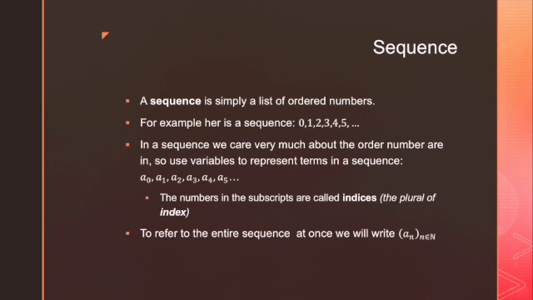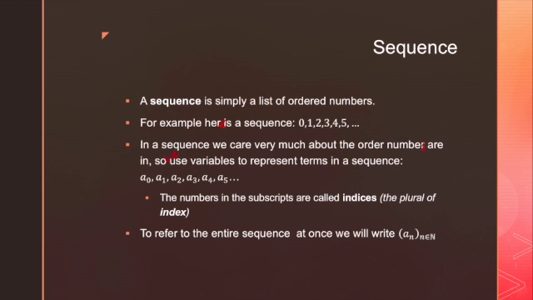For example, here is a sequence: 0, 1, 2, 3, 4, 5. These are just the natural numbers, right? In a sequence, we care very much about the order the numbers are in. So we use variables to represent the terms in a sequence. We'll have a sub 0, a sub 1, a sub 2.